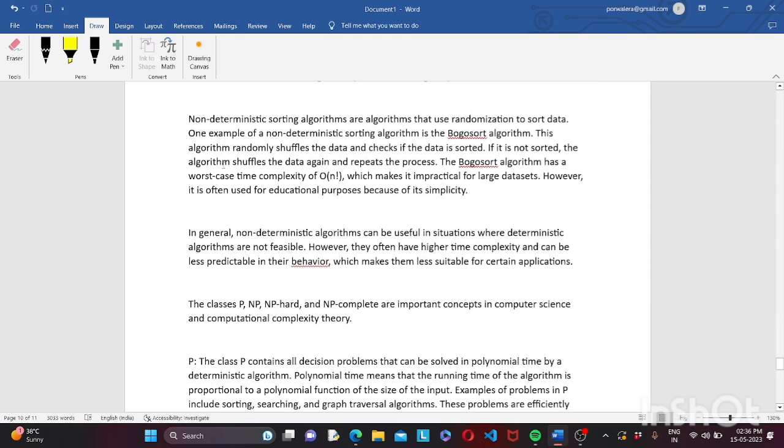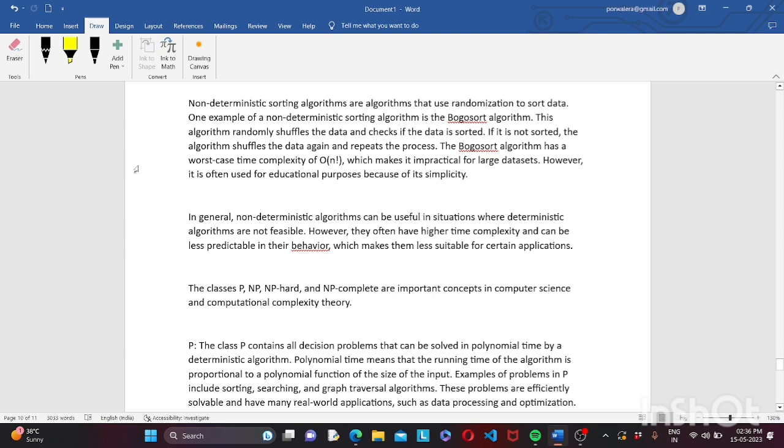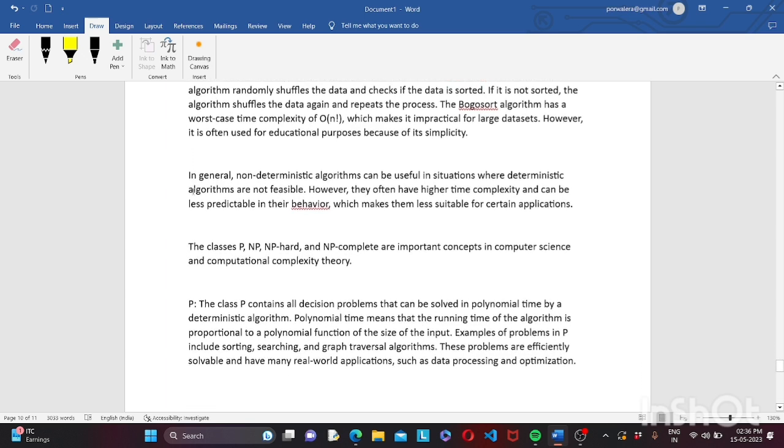The non-deterministic sorting algorithms are the algorithms that use randomization to sort the data. One example of a non-deterministic sorting algorithm is the BOGO sort algorithm. This algorithm randomly shuffles the data and checks if the data is sorted. If it is not sorted, the algorithm shuffles the data again and repeats the process. So the BOGO sort algorithm has a worst case time complexity of O(n!), which makes it impractical for large data sets. However, it is often used for educational purposes because of its simplicity.